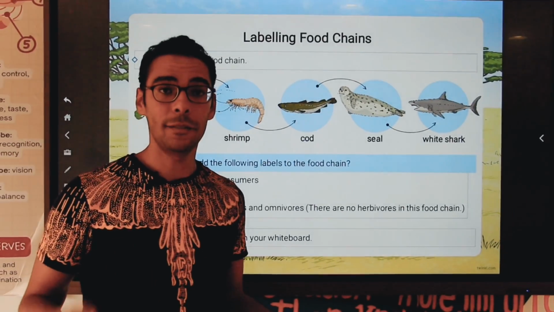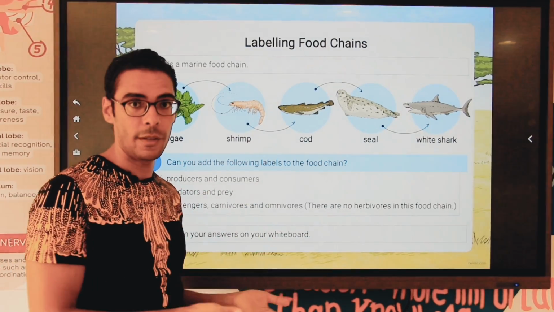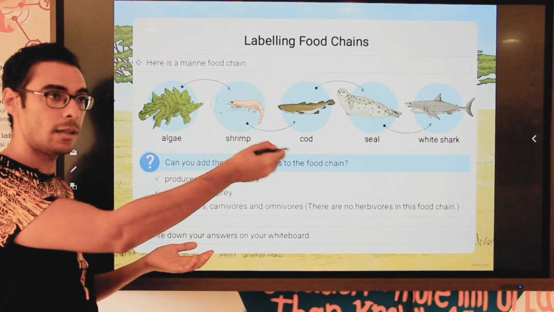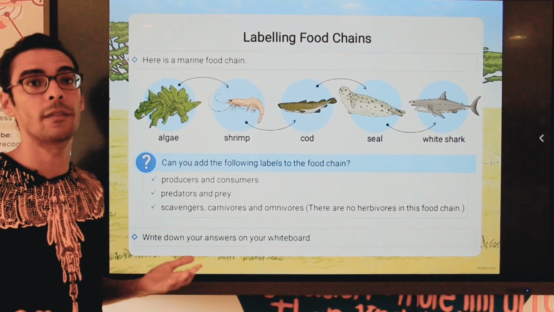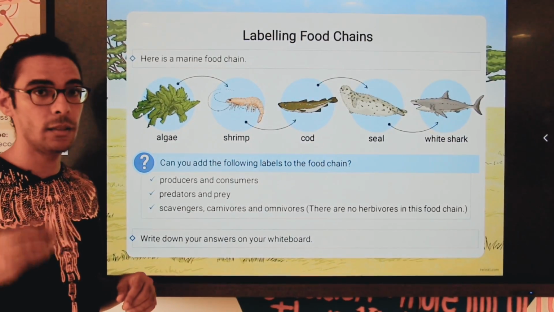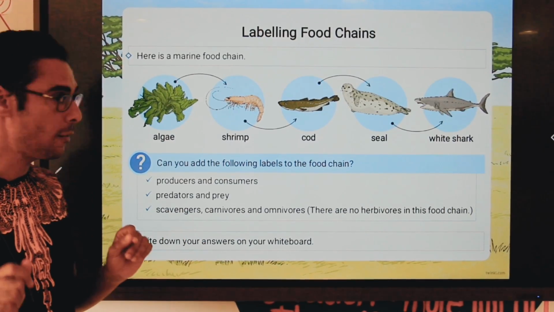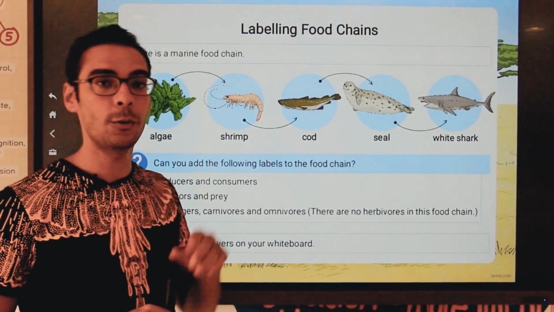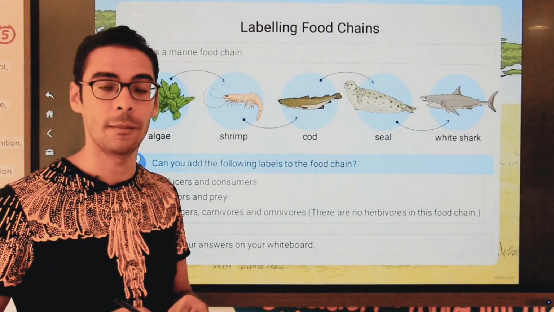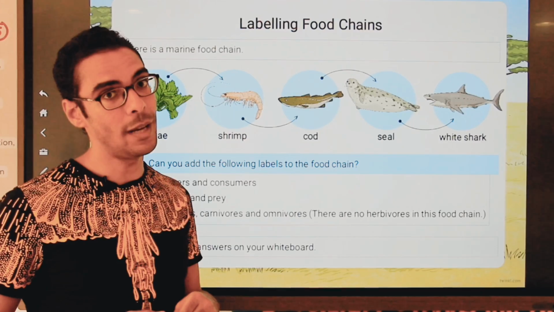This is another activity for you. You need to do the same in this activity as what we have done in the previous activity. You need to label these living organisms: which one of them is a producer and which one of them is a consumer, and which kind of consumer that is, whether primary, secondary, or tertiary, and which one of them is the prey, and finally which one of them is the predator or prey and predator at the same time. You can stop the video right now, think about them, and then play the video again.